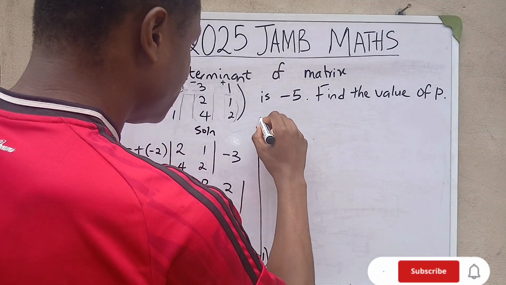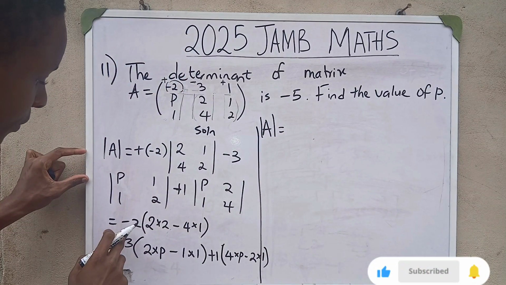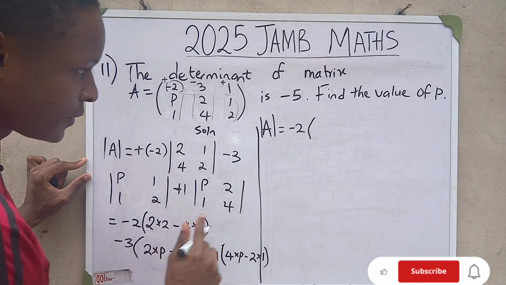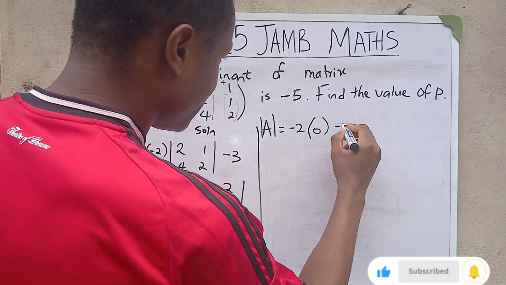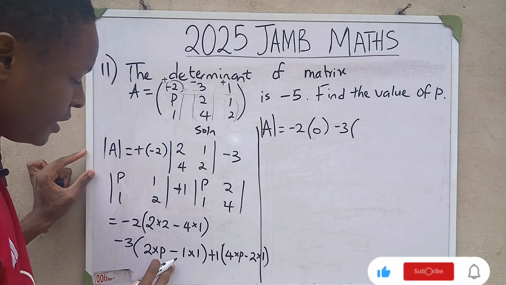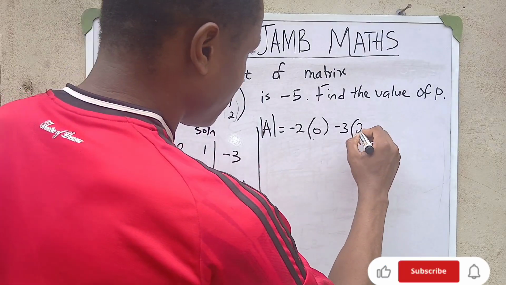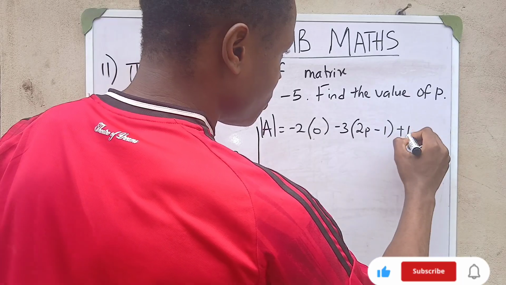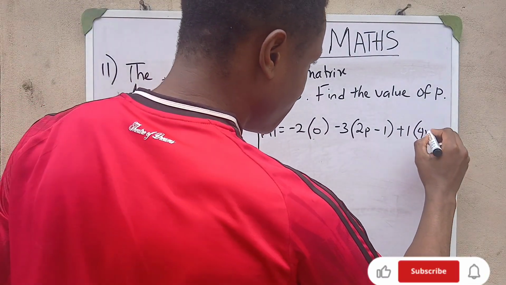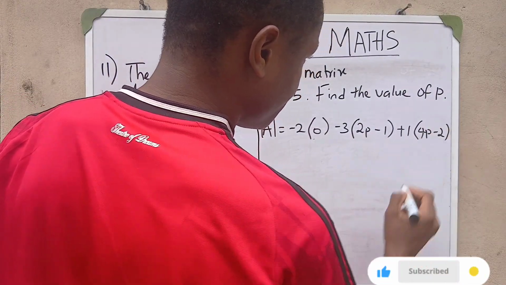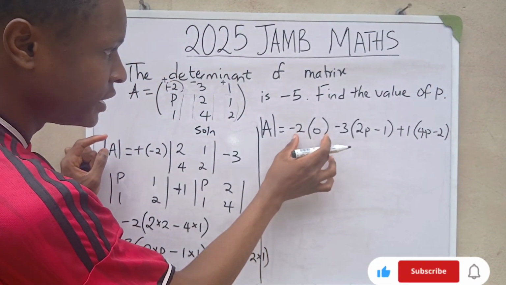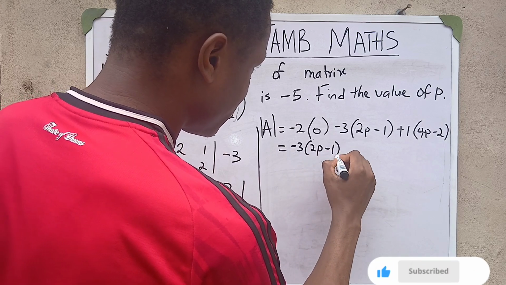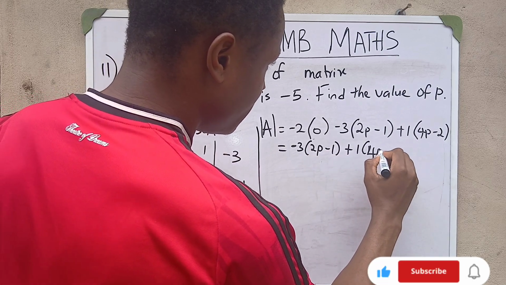So our determinant of A now is going to be minus 2 into 2 times 2 is 4, 4 minus 4 is 0. Minus 3 into 2 times P is 2P minus 1. So we have 2P minus 1. So here we have plus 1 into 4P minus 2. So here is 0. Now we'll be having minus 3 into 2P minus 1 plus 1 into 4P minus 2.